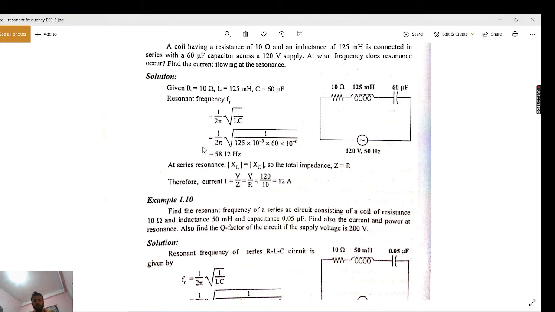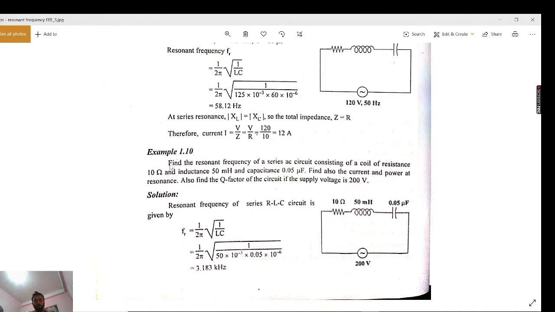On calculating we will get the resonance frequency as 58.12 Hz. And we know at series resonance XL is equal to XC, and the total impedance Z becomes equal to R. So in place of Z we will write the value of R, that is 10 ohm. So we get current I equals V upon R, that is 120 upon 10, that is 12 ampere.